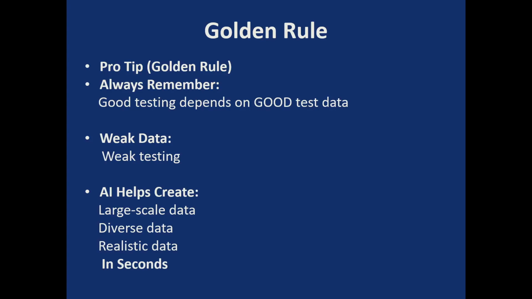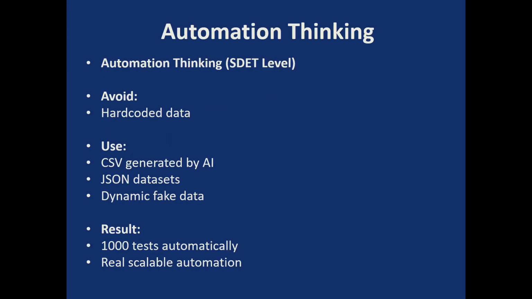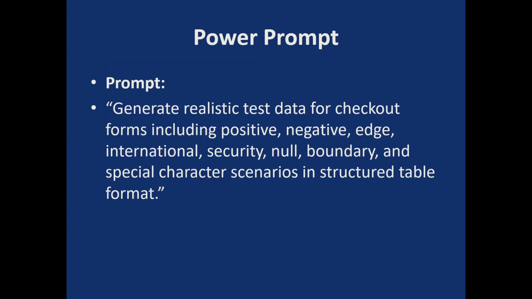So AI helps create large-scale, diverse, realistic data in seconds. Now from an automation or SDET level, just imagine: instead of hard-coding data, use a CSV generated by AI, or JSON datasets, or some dynamic fake data, then run 1000 tests automatically. This is real scalable automation. Now I'm giving you one powerful prompt: generate realistic test data for checkout forms including positive, negative, edge, international, security, null, boundary, and special character scenarios in structured table format. This is actually gold.